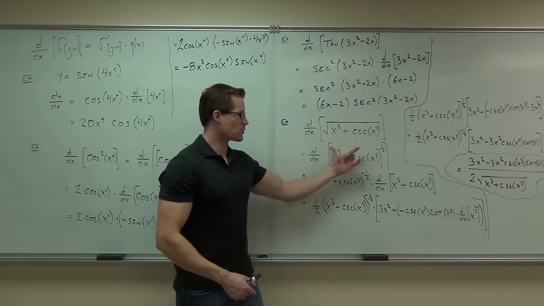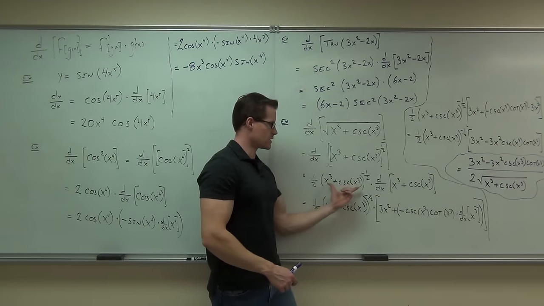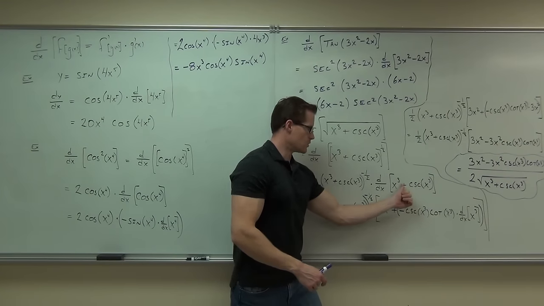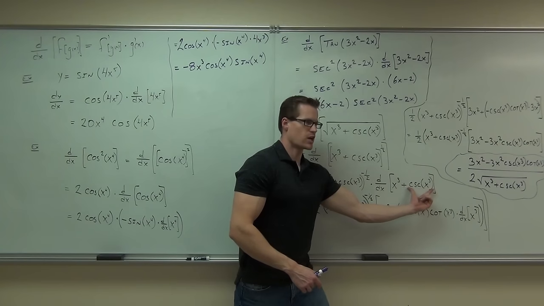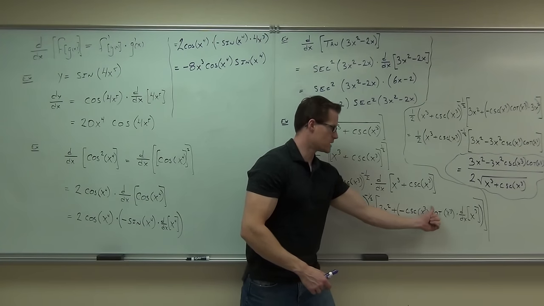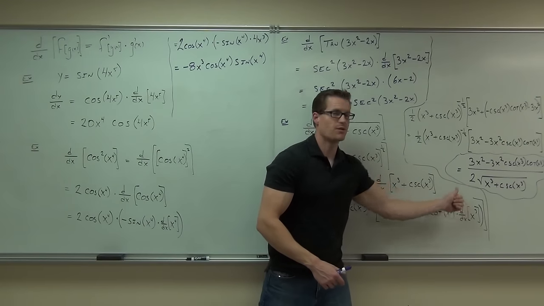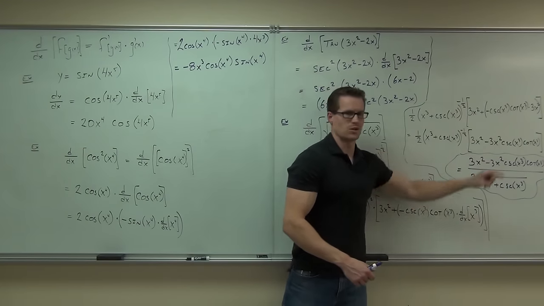So we did the general power rule. Here's the inside not changing, then the derivative of the inside. We're going to do 3x squared. The derivative of this is a chain rule. The chain rule says negative cosecant x cotangent x, so we leave that inside alone and multiply by the derivative of the inside. And then after that, it's a little bit of simplification.